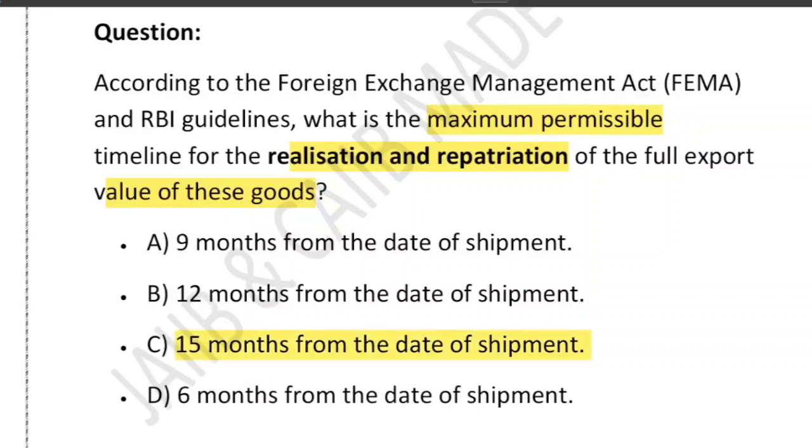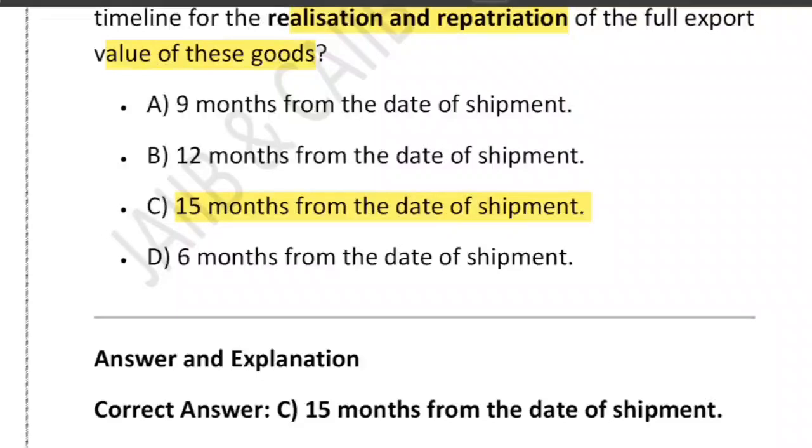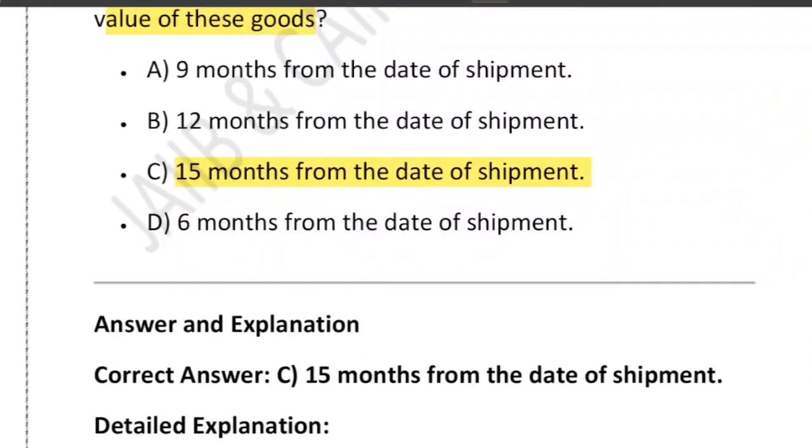So RBI allows 15 months for getting the money back, for realization and repatriation of the export value, because the exporter needs time to stock the goods, sell them to local retailers, collect the sale proceeds, and repatriate the foreign exchange back to India. So the timeline is 15 months from the date of shipment. The other options are wrong. Option C is correct.